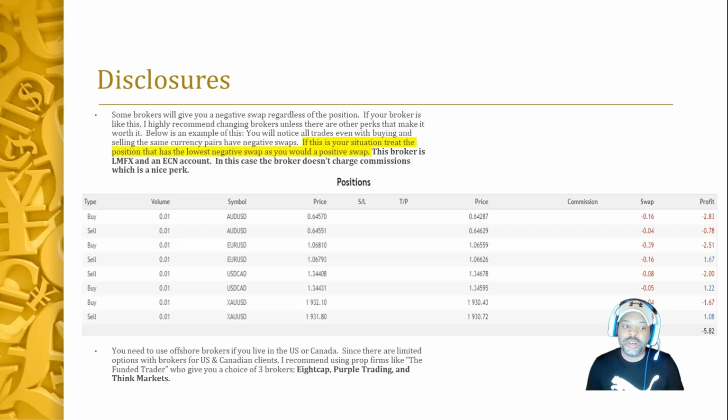So you can see here, I'm buying the Australian US dollar and I'm selling the Australian US dollar. So in theory, one of these should be positive.